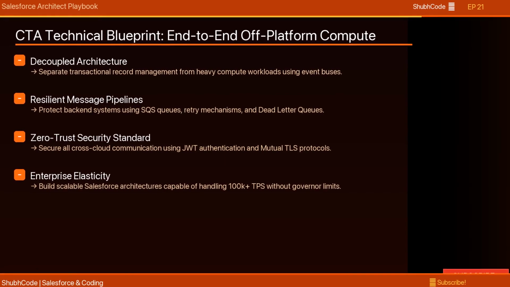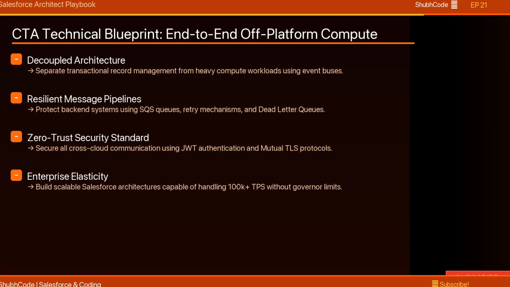To bring this complete CTA blueprint together, start by identifying high compute bottlenecks in your current async Apex jobs. Leverage platform events to emit state change events into EventBridge, buffer messages with SQS, and process heavy workloads inside Lambda. Complete the round-trip state sync using secure OAuth JWT writebacks with robust DLQ error handling. By mastering this off-platform compute pattern, you transform your Salesforce org from an overloaded batch processor into an agile, highly resilient enterprise hub capable of infinite scale.